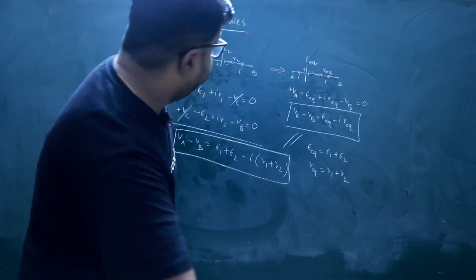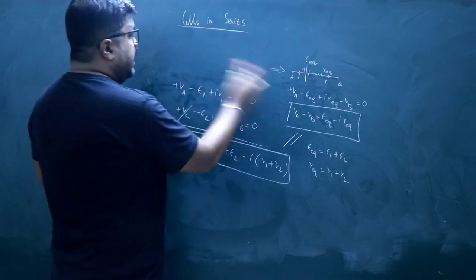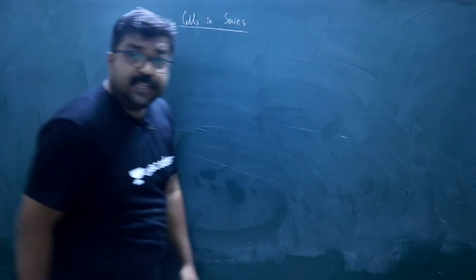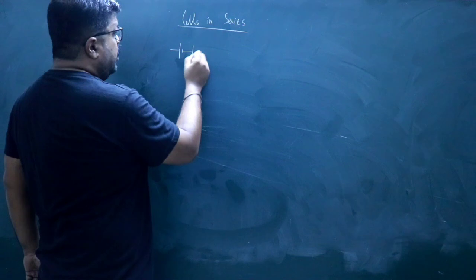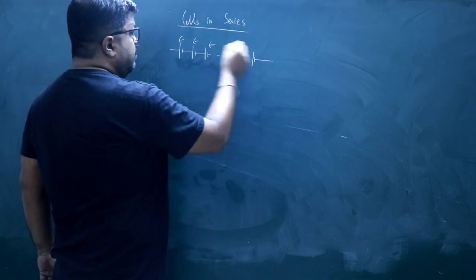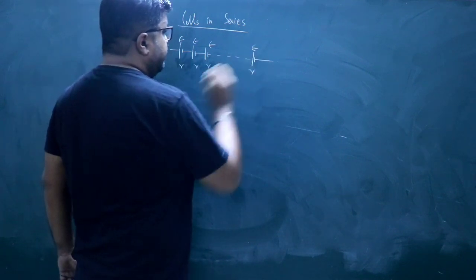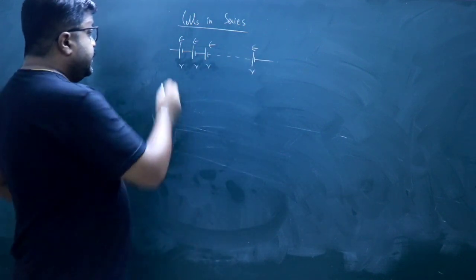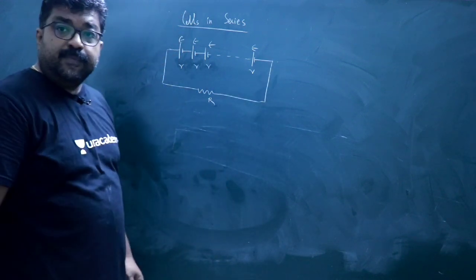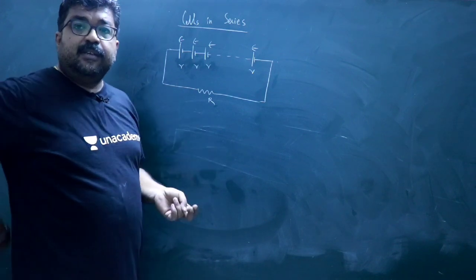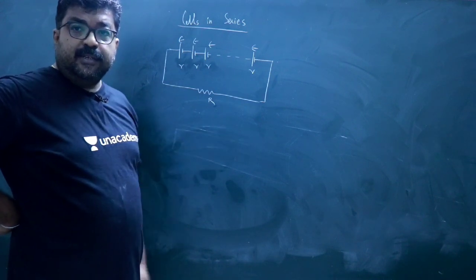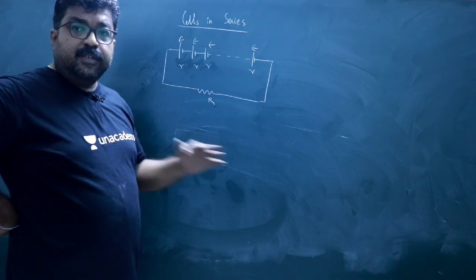Okay, now suppose you have identical cells, n cells, and all are connected in series. Okay, so all cells have same EMF and same internal resistance. And this combination is connected to external resistance R. So just now we have seen if cells are in series, for finding equivalent EMF, you are just adding the EMF, and for finding the internal resistance, you are just adding the internal resistances.